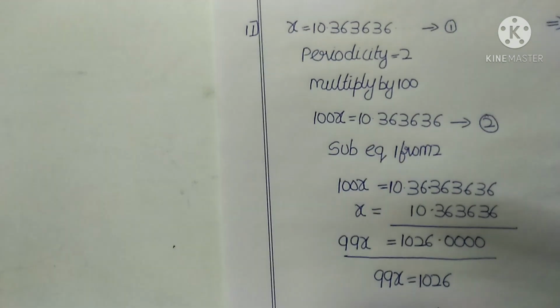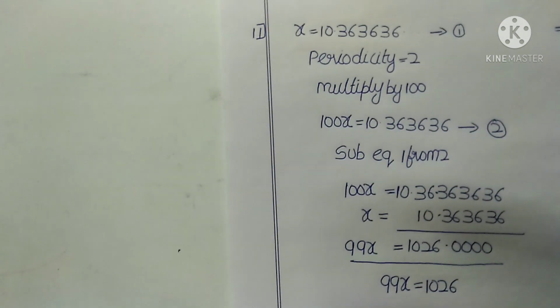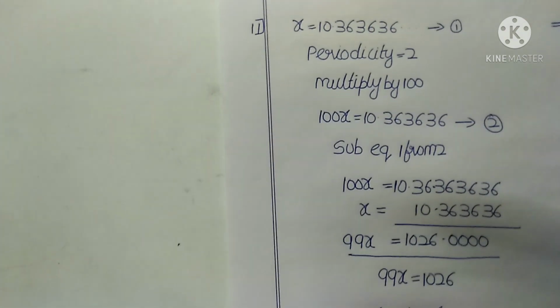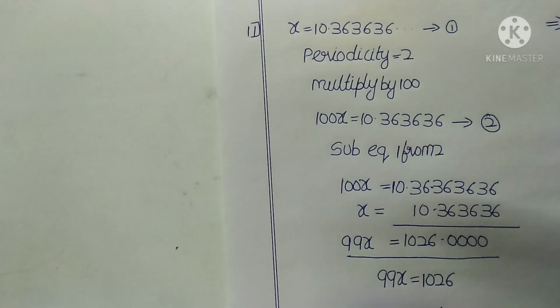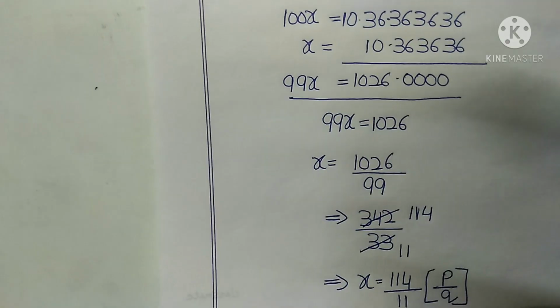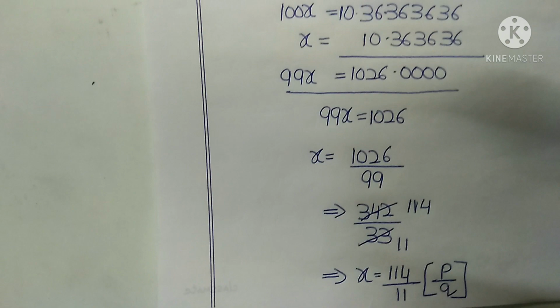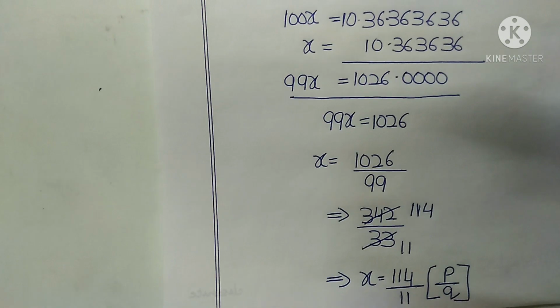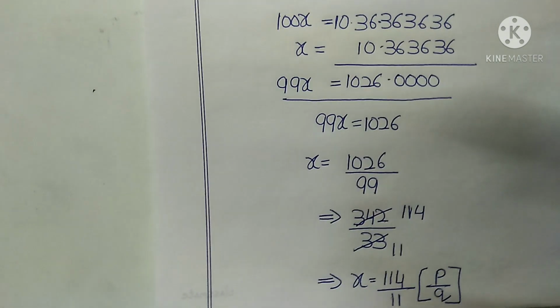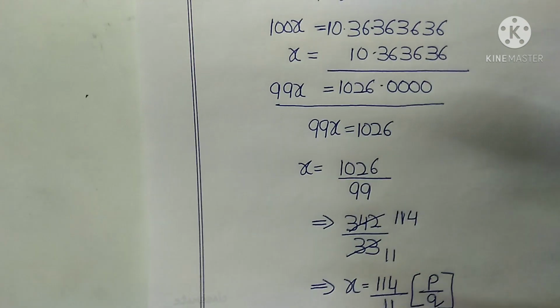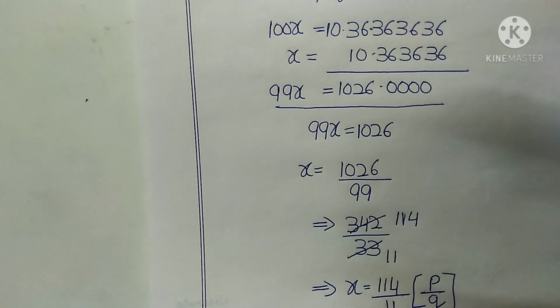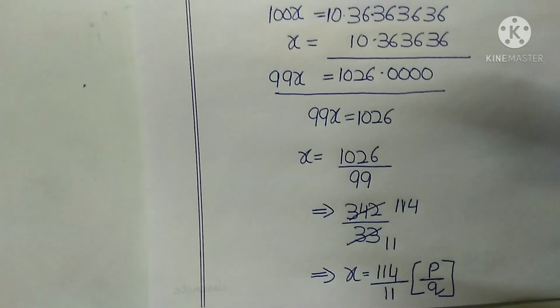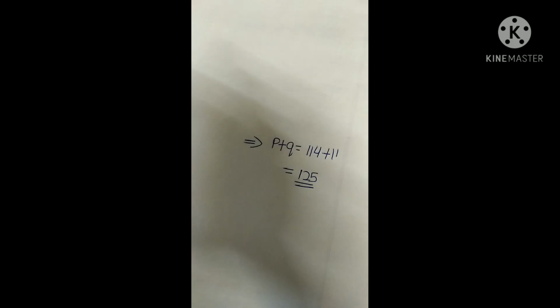By multiplying 100, we get 100x, that is equals to 1036.363636. Afterwards, we should subtract equation 1 from the 2. By subtracting, we get 100x, that is equals to 1036.363636 minus x, that is equals to 10.363636. We get 99x, that is equals to 1026.0000. So we get 99x, that is equals to 1026. By transposing 99 to the other side, we get x equals to 1026 by 99. By calculating these both, we get x equals to 114 by 11. Afterwards, we should add these both, p plus q, that is equals to 114 plus 11. We get 125.